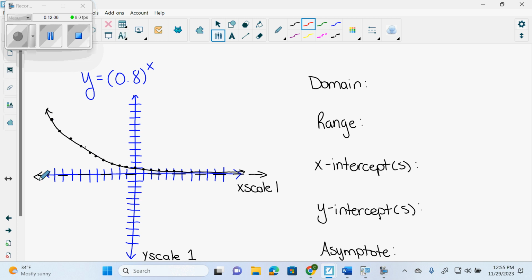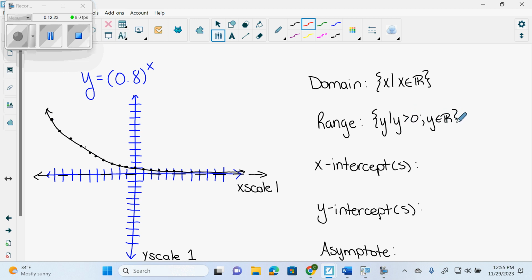The domain is x such that x is an element of the reals. The range is y such that y is greater than 0.